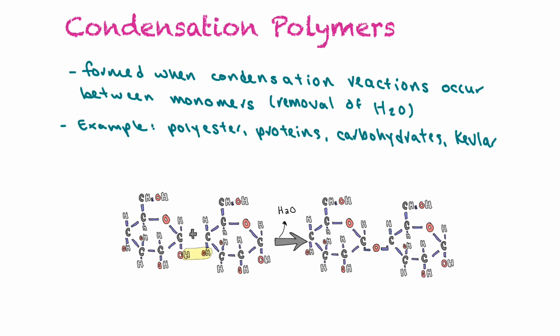The other types of reactions that happen are condensation polymers, and they're formed when condensation reactions occur between monomers. Condensation reactions mean that there's a hydrogen lost off one and a hydroxyl off the other, and you end up with a removal of water. So you see condensation forming.